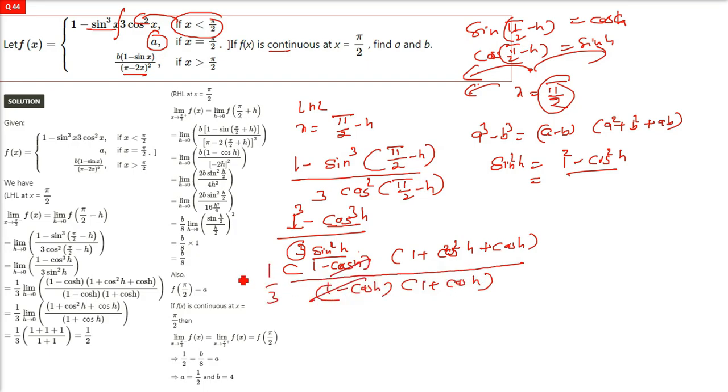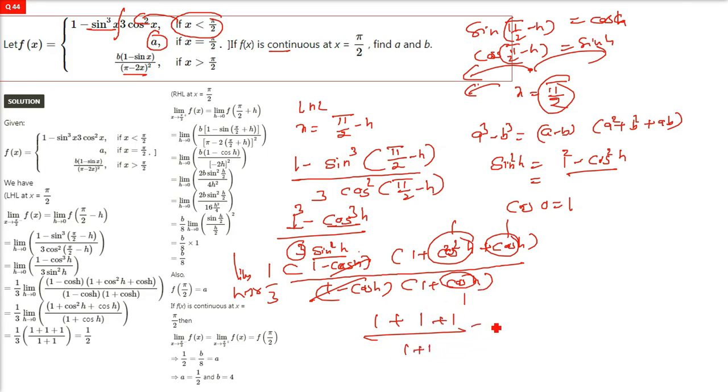Now let us apply the limit. Please remember cos 0 is 1, sin 0 is 0. So the numerator is 1 plus 1 plus 1, and in the denominator we have 1 plus 1. So 1 plus 1 plus 1 divided by 1 plus 1. Okay, 1 by 3 was already there. So 3 by 2 into 1 by 3, 3 gets cancelled, you get half.